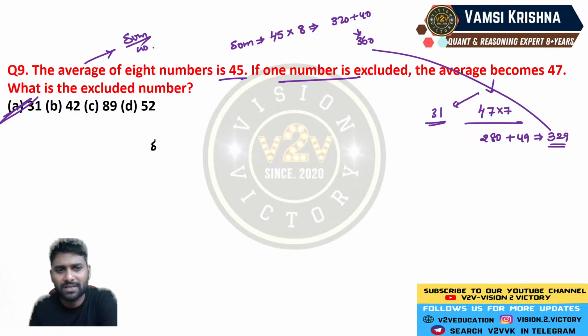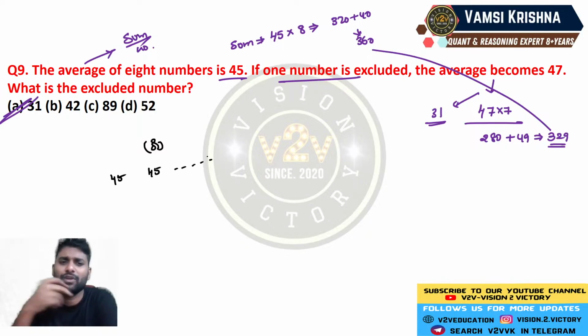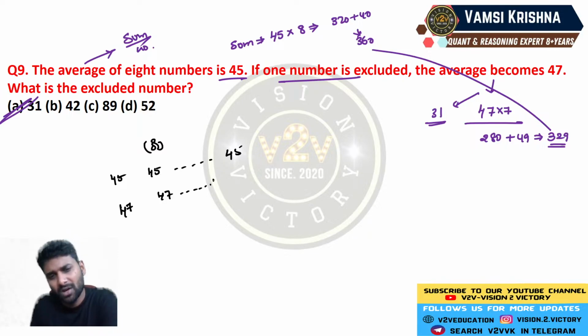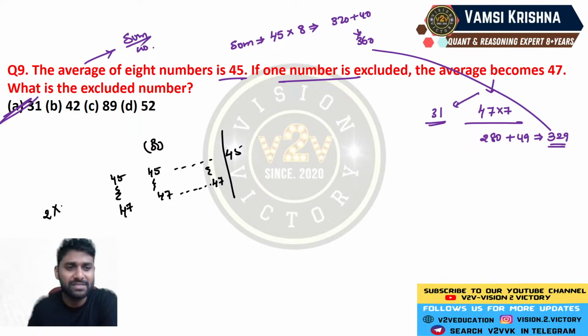Otherwise, let me tell you one thing here. The initial average is 45, which means the average of each and every person is 45. This is the 45. If one person is removed, now the average becomes 47, 47, 47. Now here, one number is less compared to the previous number. Every time it increases by how much? 2 units. Total how many numbers are there? 7 numbers. So 7 twos are 14.